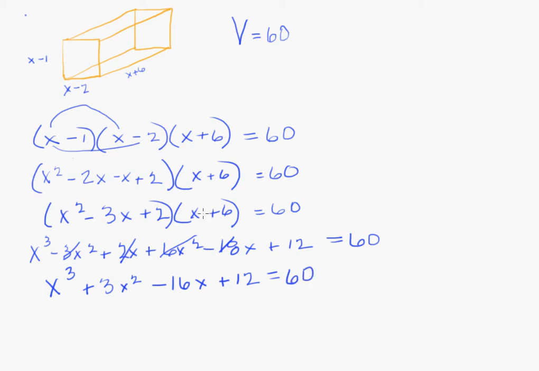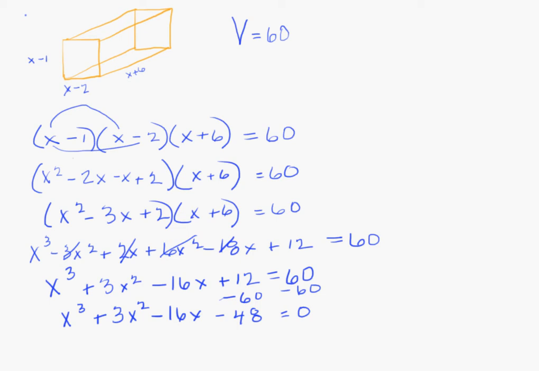So I'm going to subtract the 60 over to the left-hand side and combine it with, hold on, let me write this, negative 16x. So negative 60 and 12 gives me a negative 48, and that's equal to 0. So we are going to use factor by grouping.